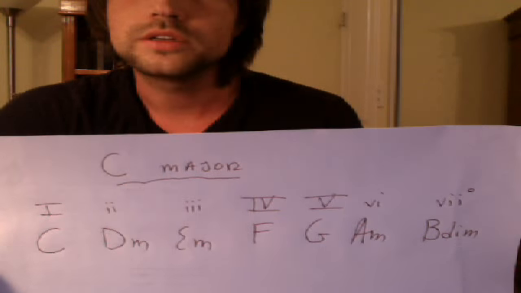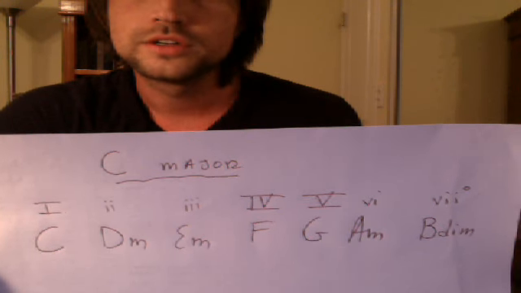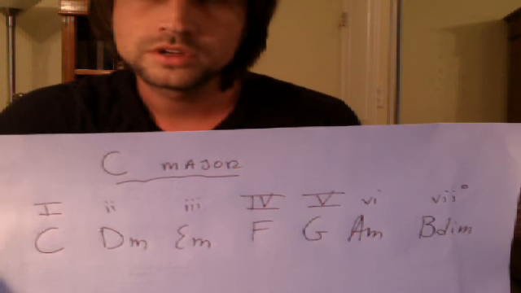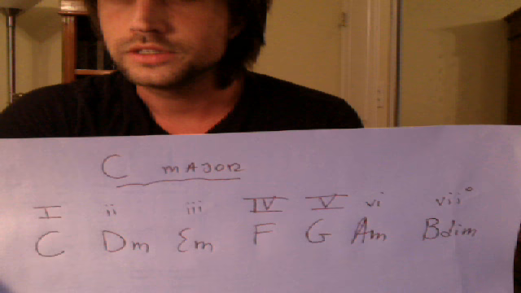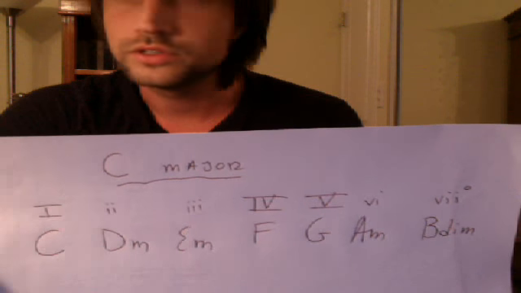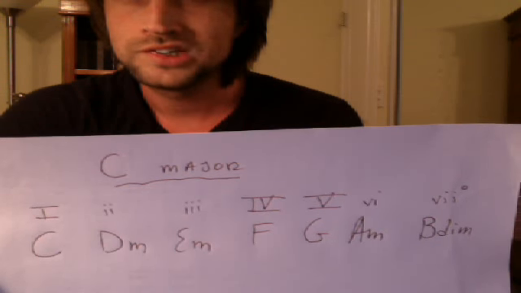So C is the 1 chord, D minor is the 2 chord, the 3 chord is E minor, and those are lowercase because they're minor. Some people don't follow that convention. I like to do it because it stands out. And the 4 chord is F, the 5 chord is G. Those are both major, so they're capital Roman numerals.